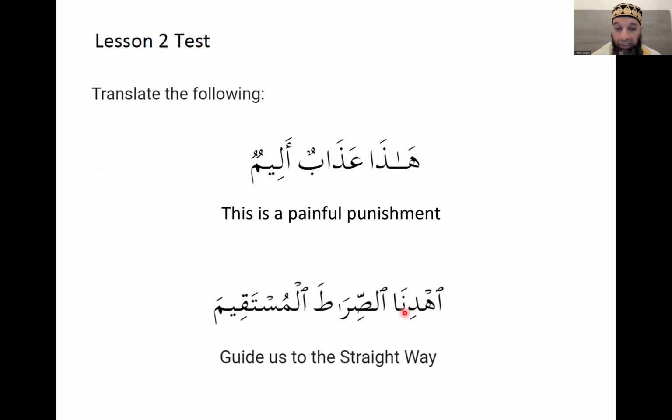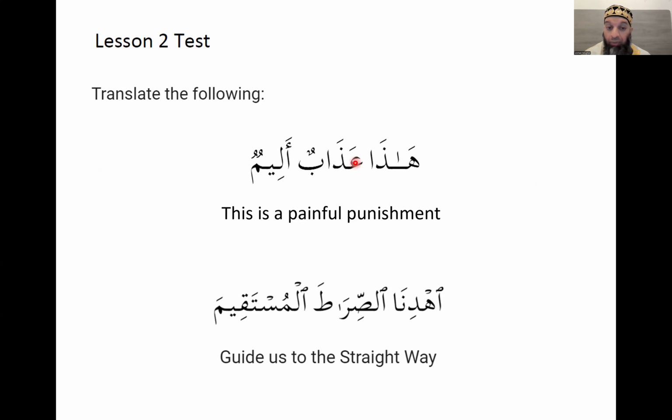So this is why we are learning what we are learning, because we see this in the Quran and we need to know what it means. So hadha is the main one to know. This is.